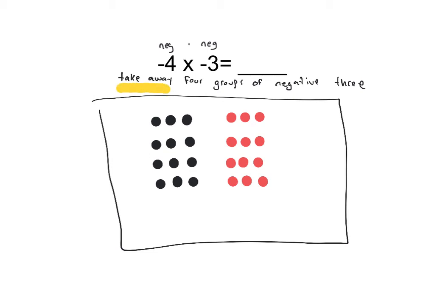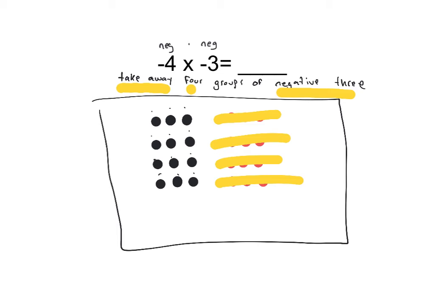I can take away 4 groups of negative 3. So there's 1 group, there's 2 groups, there's 3 groups, there's 4 groups. We went ahead and we took them all away. What we're left with is 1, 2, 3, 4, 5, 6, 7, 8, 9, 10, 11, 12 positive tiles. So a negative 4 times a negative 3 equals a positive 12.